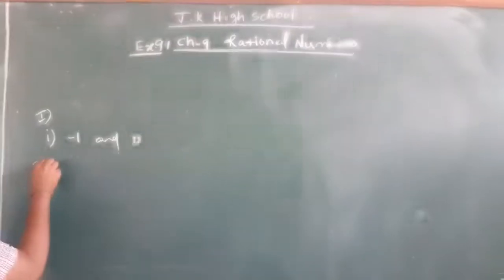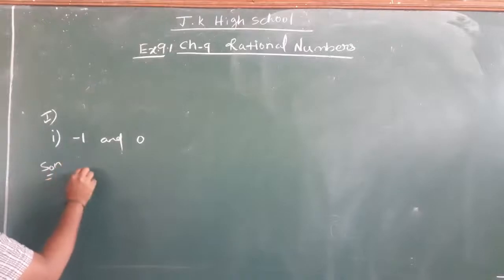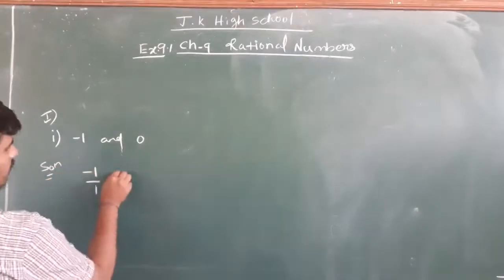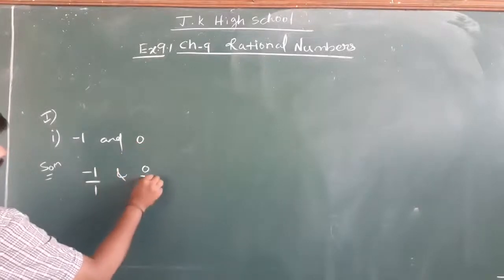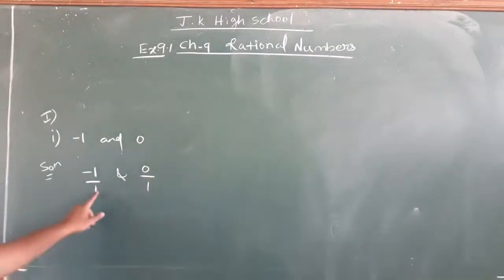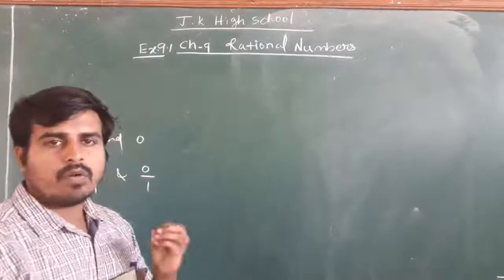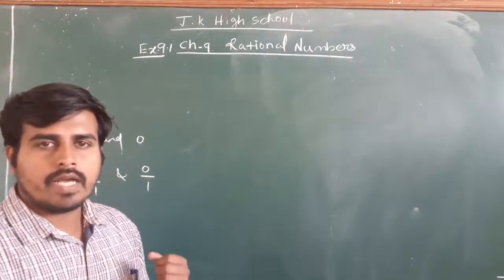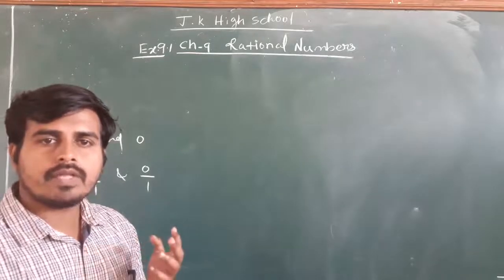Solution: minus 1 can be written as minus 1 by 1 and 0 can be written as 0 by 1. Now we have denominator 1 here. I want 5 numbers, so I will take the double of that, multiplying by 10.